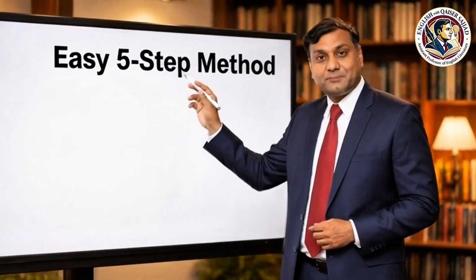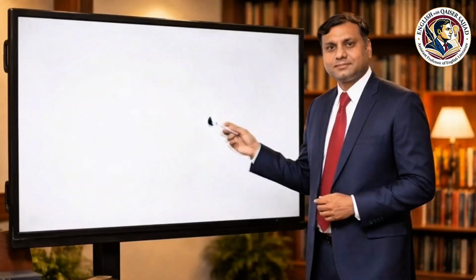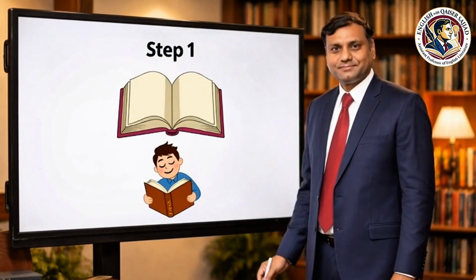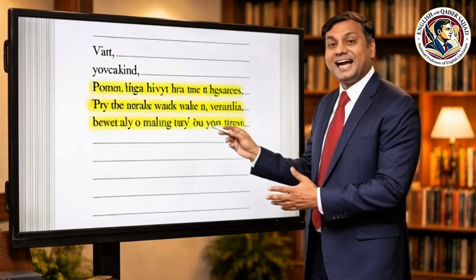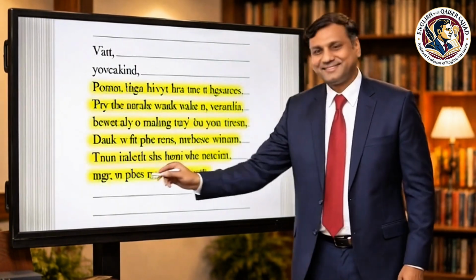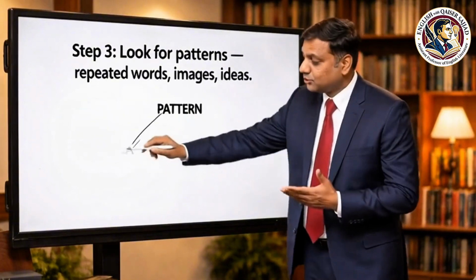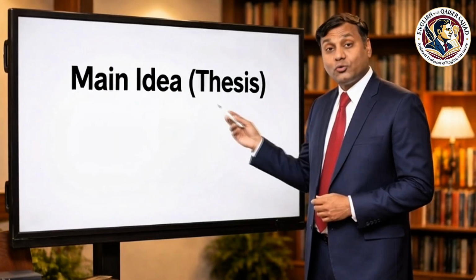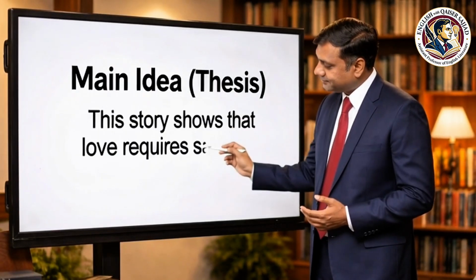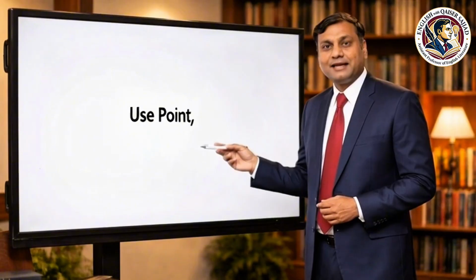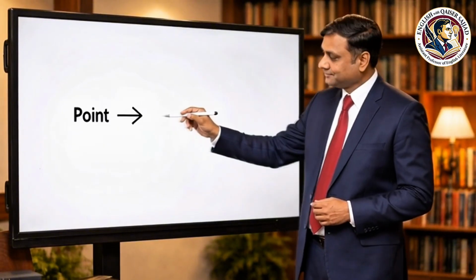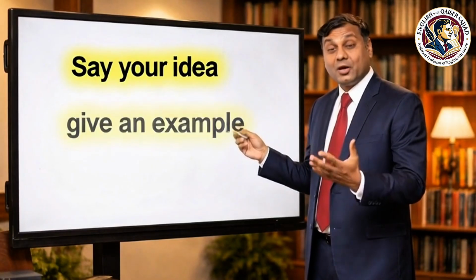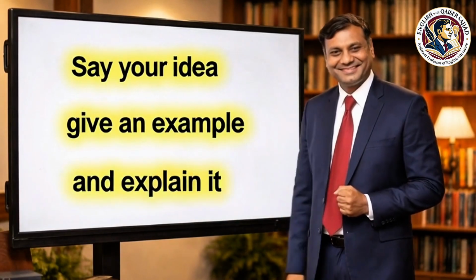Now the easy 5-step method. Follow these steps. Step 1. Read the story once. Just enjoy it. Step 2. Read again. Underline important parts. Step 3. Look for patterns. Repeated words, images, ideas. Step 4. Write your main idea. Step 5. Use point, example, explanation. Say your idea, give an example, and explain it.